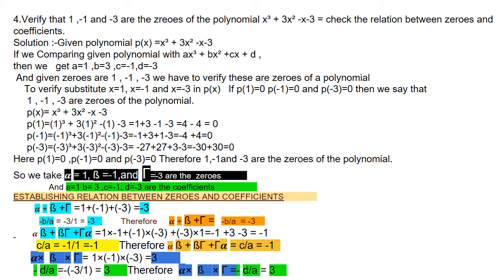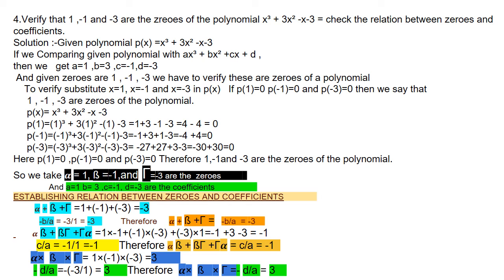So what are the zeros here? 1, its name is alpha. Alpha is equal to 1. And the second zero is minus 1, so beta is equal to minus 1, and the third zero is minus 3, named gamma is equal to minus 3. These are the three zeros of the cubic polynomial. And a is equal to 1, b is equal to 3, c is equal to minus 1, d is equal to minus 3 are the coefficients, and the last, d is equal to minus 3, is the constant term. Now we are establishing the relation between the zeros and coefficients.